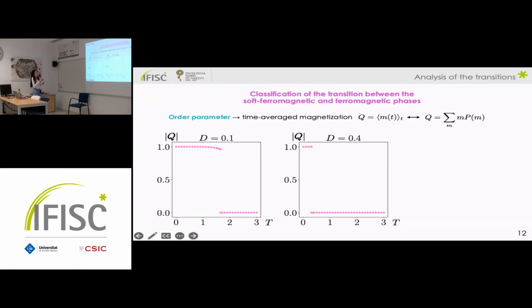Here you can see the absolute value of the order parameter as a function of temperature for two field intensities, 0.1 and 0.6. So, the upper branches correspond to the ferromagnetic phase, where the order parameter is non-zero, and the lower branches correspond to the soft ferromagnetic phase, where the system can jump between ordered states, and therefore the order parameter is zero. Okay, it's difficult to say, but it seems that the transition is discontinuous.